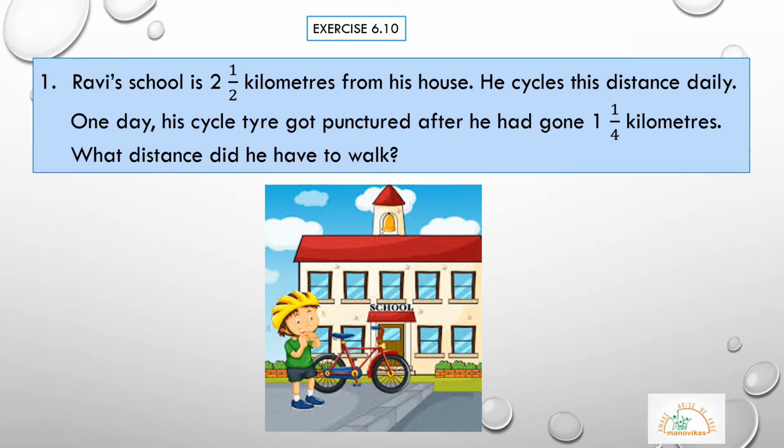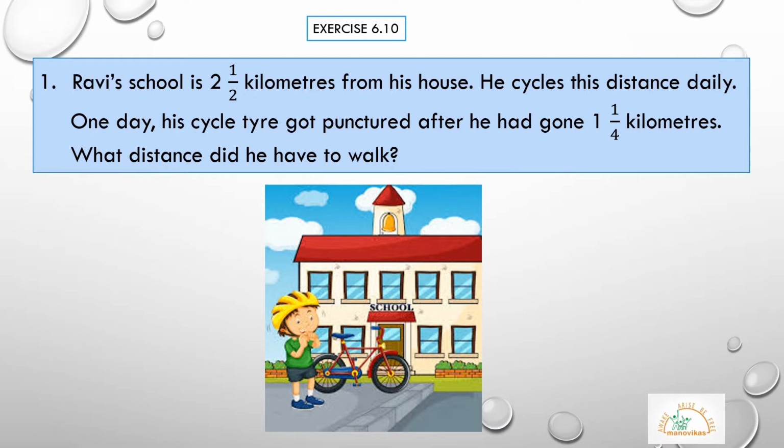First, Ravi's school is 2.5 kilometers from his house. He cycles this distance daily. One day, his cycle tire got punctured after he had gone 1.25 kilometers. What distance did he have to walk?